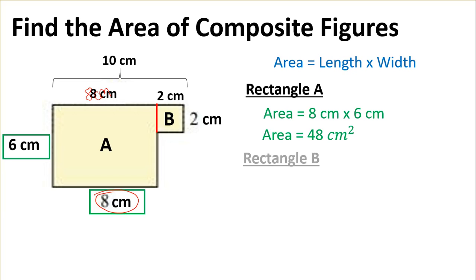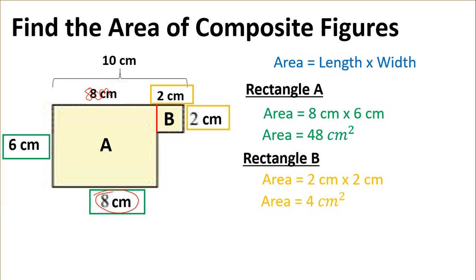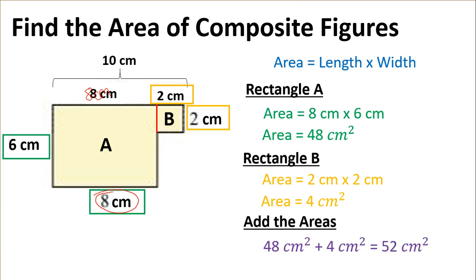Now we can find the area of rectangle B. Here, the length is 2 centimeters and the width is 2 centimeters. So we can multiply 2 centimeters times 2 centimeters to get 4 centimeters squared. Now that we found the area of both of our rectangles, we can add the areas together. 48 centimeters squared plus 4 centimeters squared equals 52 centimeters squared. So the area of our composite figure is 52 centimeters squared.